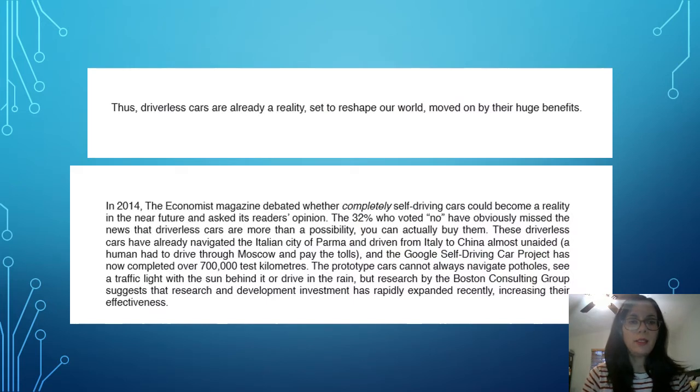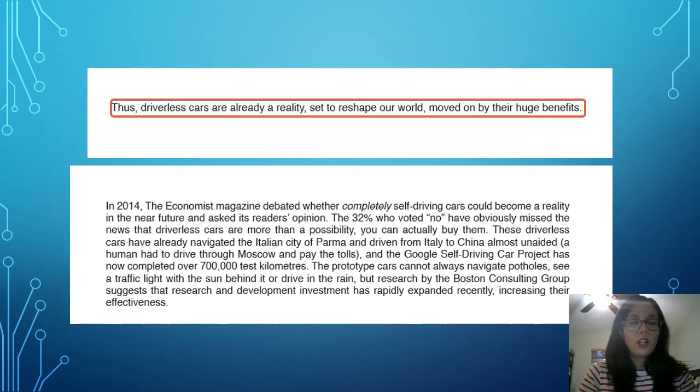So let's practice this a little bit. First of all, it's always really important to keep in mind the main conclusion. So I put the main conclusion first, even though in this passage it was actually at the very end. It's about driverless cars. Thus, driverless cars are already a reality set to reshape our world, moved on by their huge benefits. So they're clearly on the side for driverless cars. This was at the end of the passage, and remember, I gave you the advice to look for it right away so you know what side the argument is on.